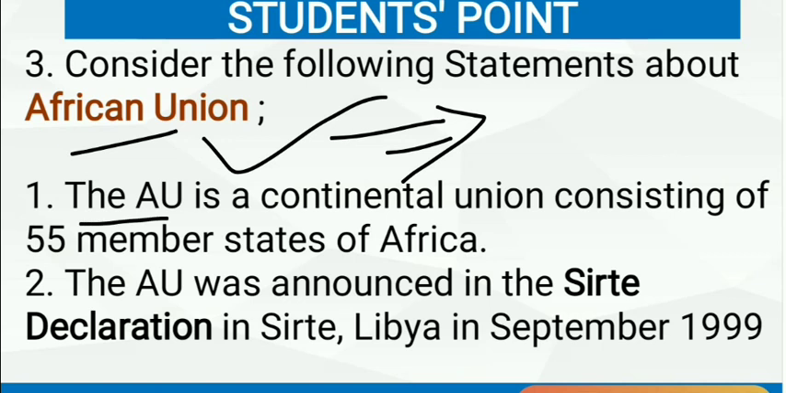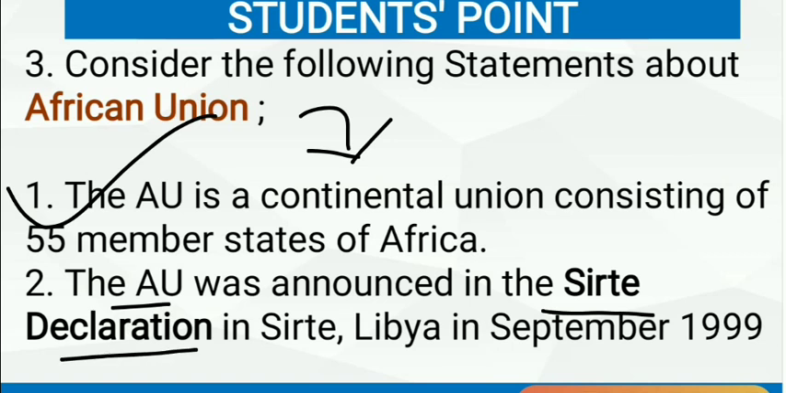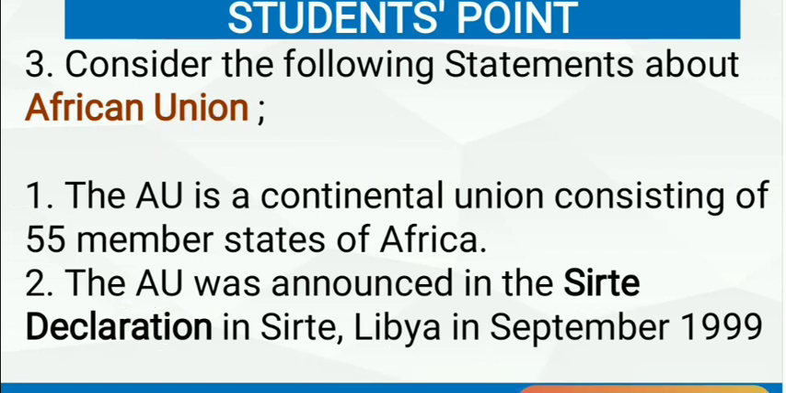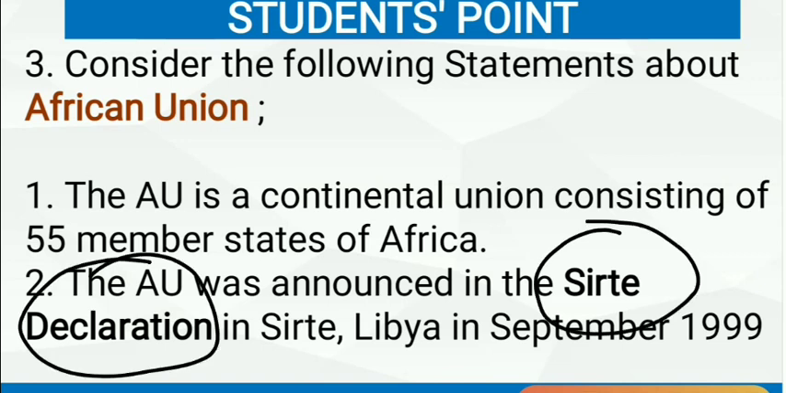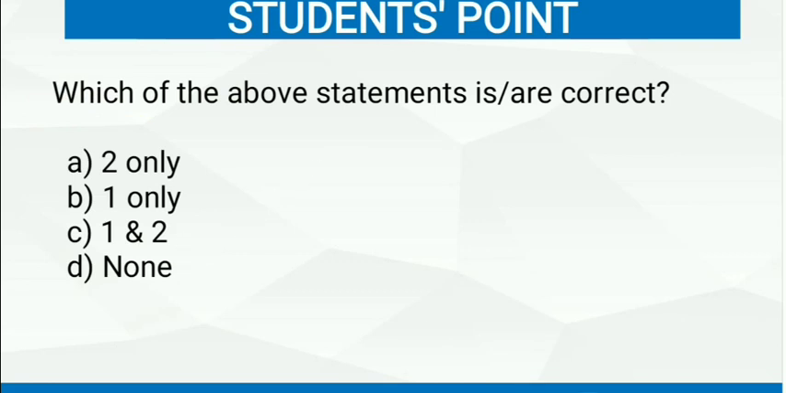The African Union is a continental union consisting of 55 member states of Africa. This is correct. This African Union includes all the members of Africa as its members, and the African Union was announced in the Sirte Declaration in Sirte, which is in Libya, in September 1999. This is also correct. So you have to remember that this African Union was established by the Sirte Declaration in 1999. So both these statements are correct. C is the right answer.